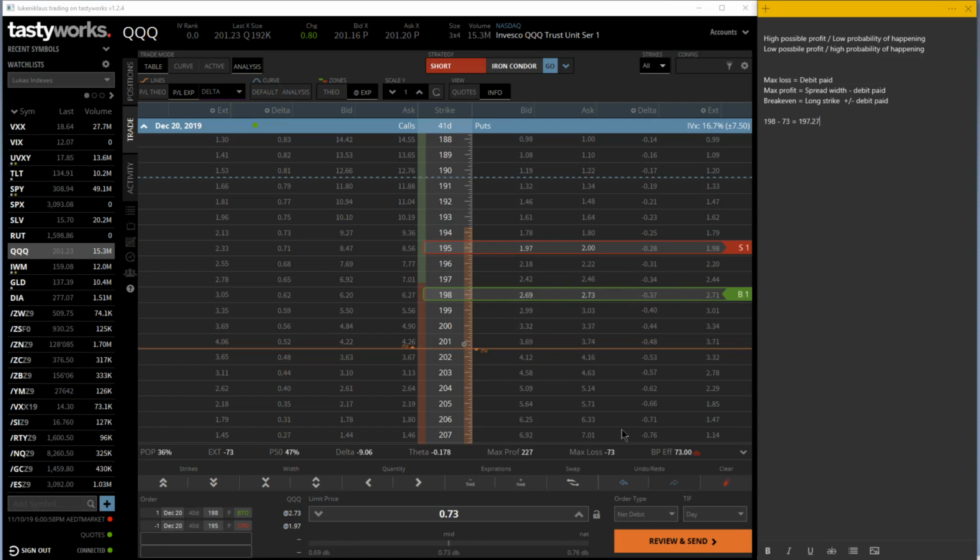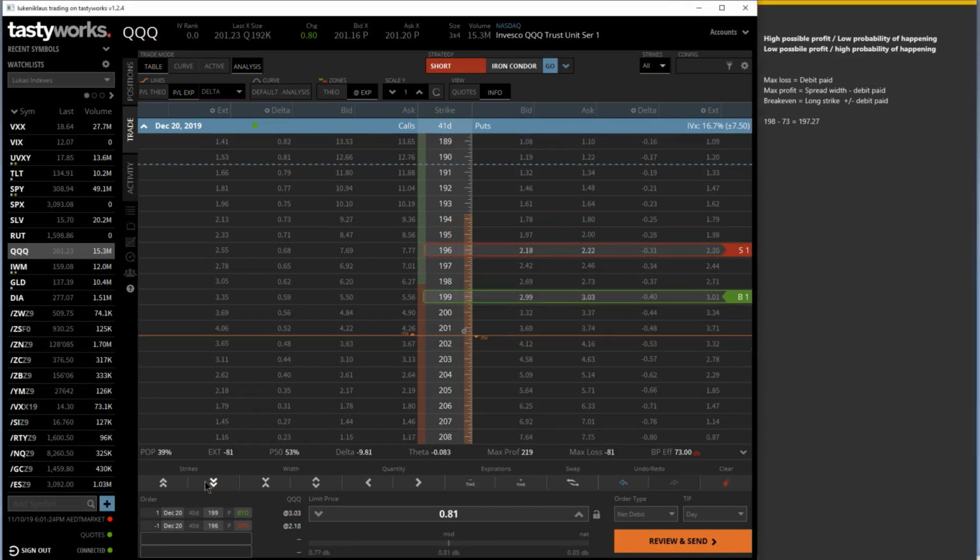So with spreads like this, what I always want to keep in mind is this basic principle, and it's so important that you guys keep it in mind whenever you look at this stuff: for a high possible profit, you're always going to get a low probability of it happening. That's just how it is. That's just the law of probabilities.